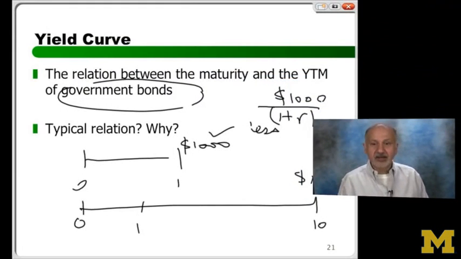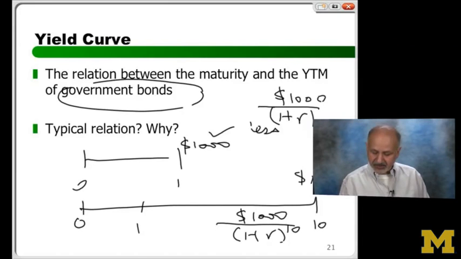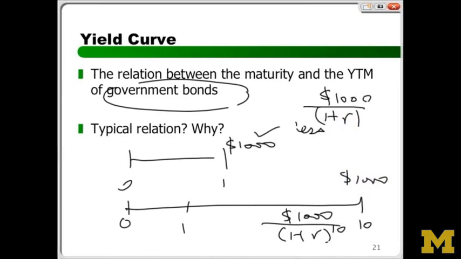And the reason is its price is simply 1,000 divided by 1 plus R. This price is 1,000 divided by 1 plus R raised to power 10. So imagine how R changes. For a government bond which doesn't have much risk, hopefully the main reason R is changing is because of inflation. Remember I told you R's job is to keep up with inflation. So the main reason is inflation, and there's a little bit of what we call real return built into it.